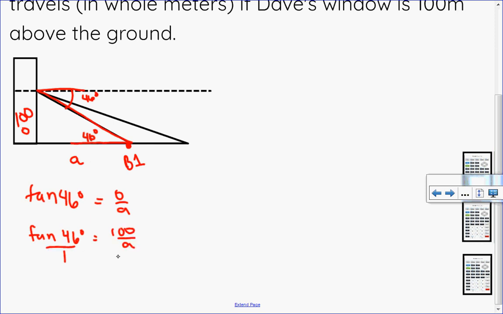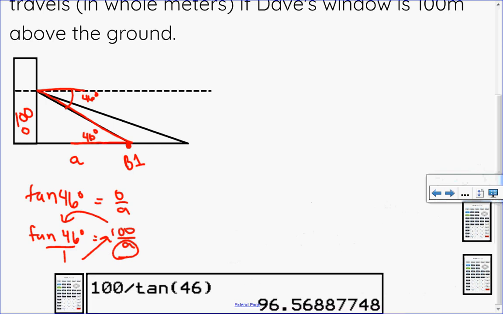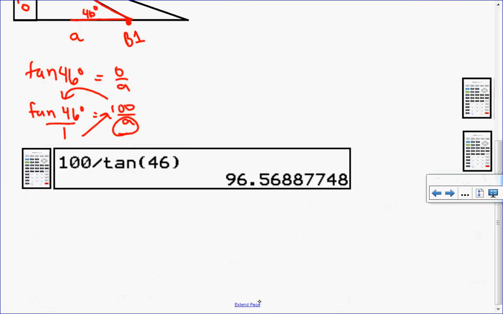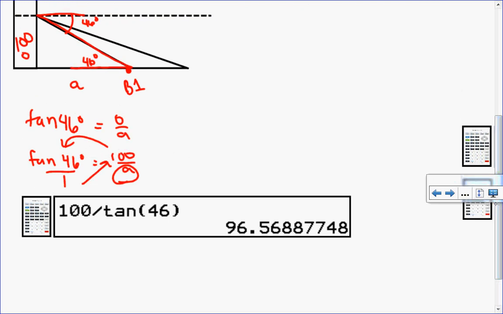Let's put that over 1, and then I have a proportion, so I can just cross multiply and divide what's left. So 1 times 100 divided by tan of 46. So I do that, and I get that the first time he sees the bus, it's approximately 97 meters away from his window. So I'll label that over here, and we'll say that this is approximately 96.56, etc. And we're going to leave that in our calculator. We're going to use the unrounded value.